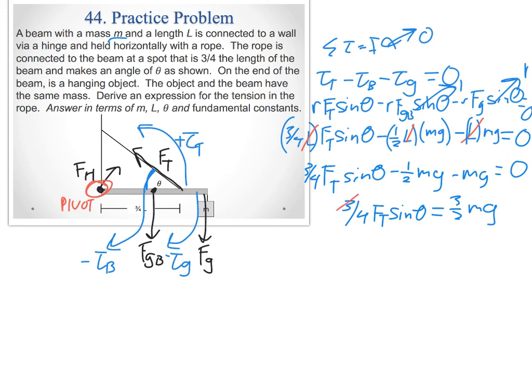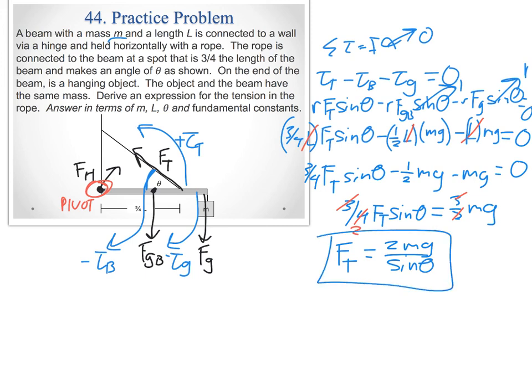You can cancel out the 3 on both sides here, and I can get rid of the 2 and make this a 2 here, and when I ultimately solve for this, I end up getting that Ft is going to be equal to 2 mg all over sine of theta. And there I have my tension in terms of m, L, theta, and fundamental constants.